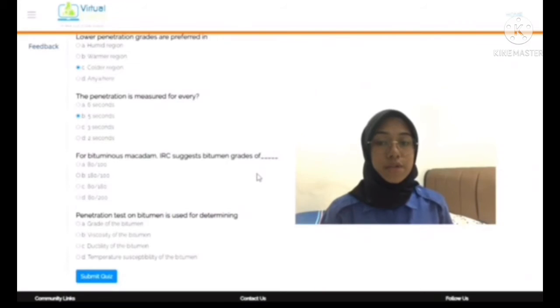Next, for question number 4, for bituminous macadam, IRC suggests bitumen grades of, the answer is A, 80/100. The last question is: penetration test on bitumen is used for determining, the answer is A, grade of the bitumen.